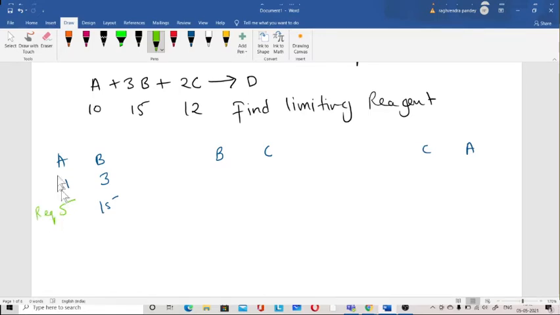Now we have to see the requirement of B here. How many moles of A are there? 10. So what is the requirement of B? It is 30. 30 is the requirement of B with respect to A.